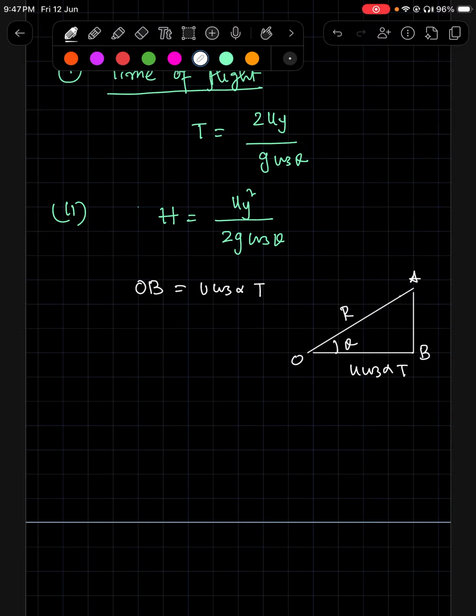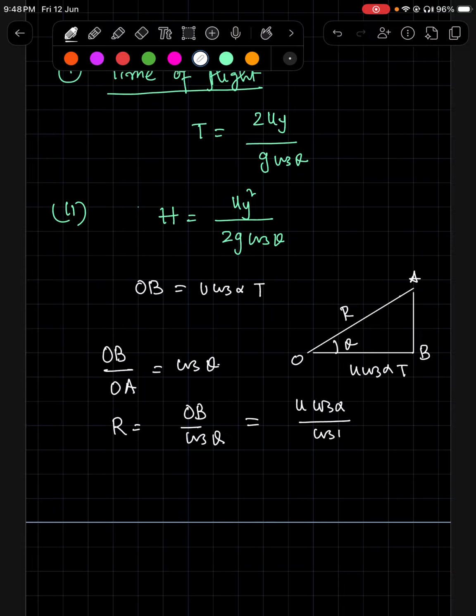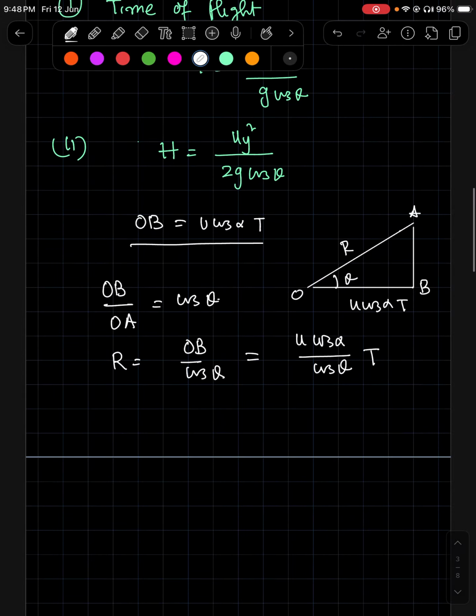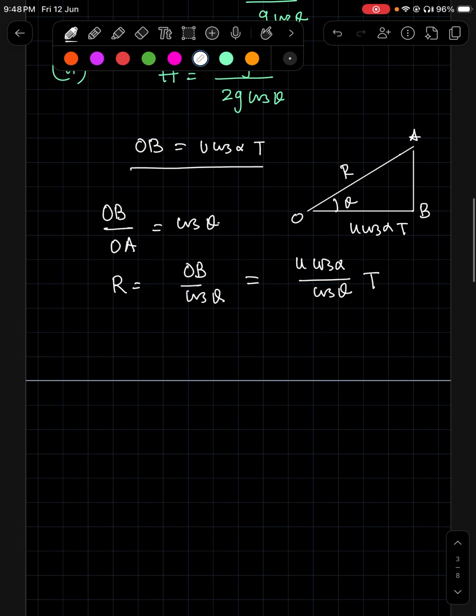It is very easy to see that OB by OA is equal to cos theta, right? So we can find the range now. Range equals OB by cos theta. So it becomes u cos alpha by cos theta into T. I just put the value of OB here. So this is our range. It is very easy to find in this manner.